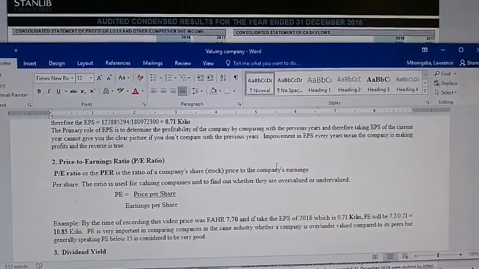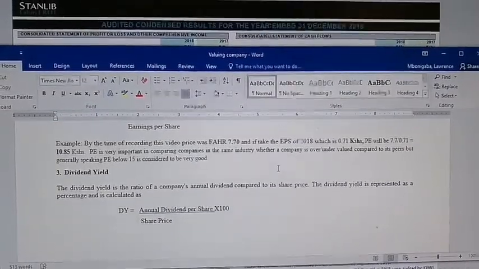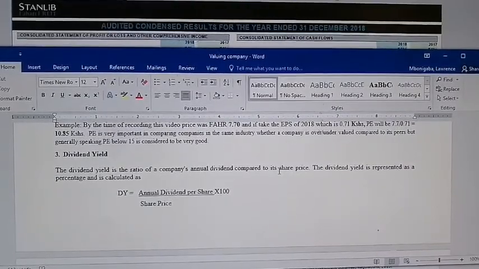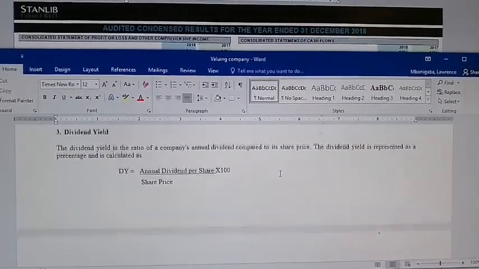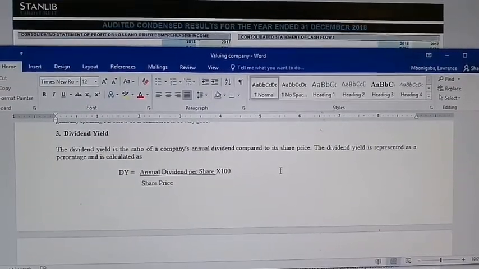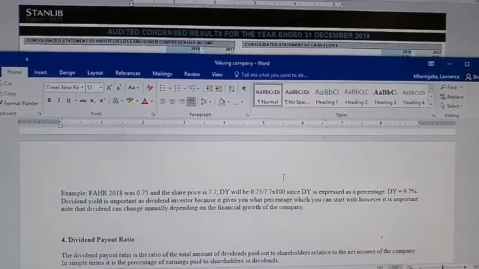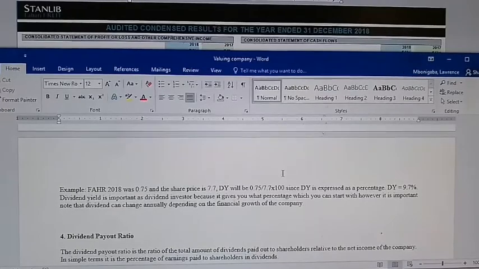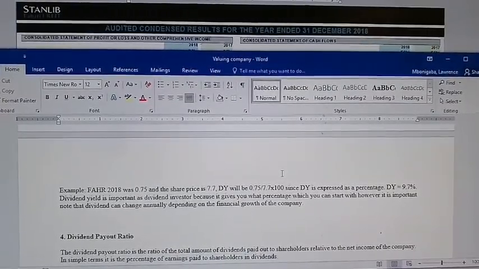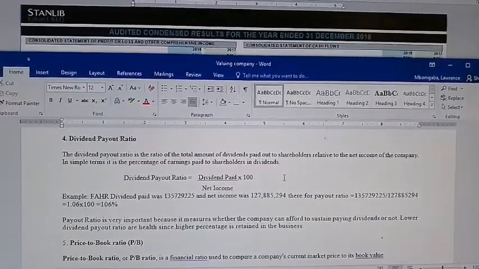Basically, that's what the dividend yield gives you. The fourth ratio is the dividend payout ratio. What is the dividend payout ratio? In simple terms, it is the ratio of the total amount of dividends paid out to shareholders relative to the net income of the company. So it is dividend paid divided by net income. Since it is a ratio, you express it as a percentage, so you multiply by 100.